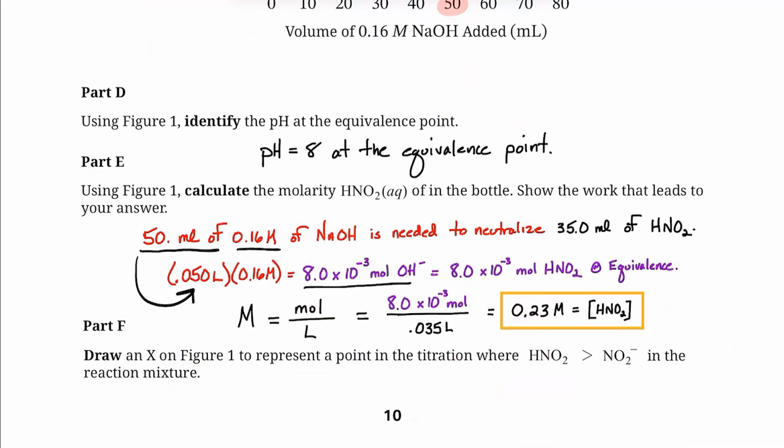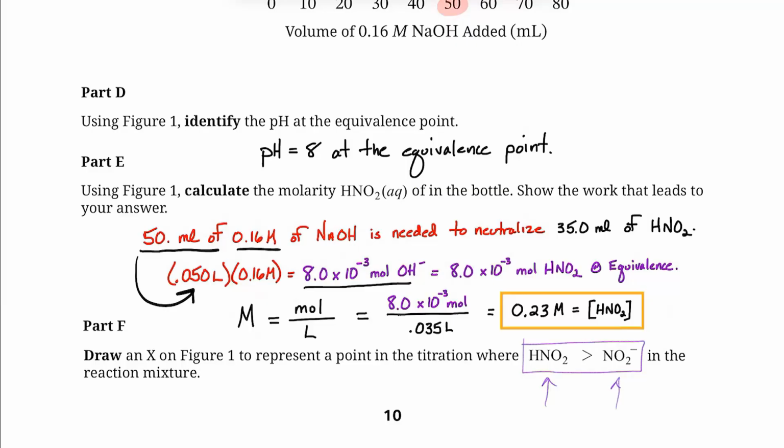Number 3, part F, draw an X on figure 1 to represent a point in the titration. This is the weak acid strong base titration we've been working on for the last few problems, where the weak acid is greater than the conjugate base. Hold on, party people. This is a conjugate acid-base pair. And if you have more of the conjugate acid than the conjugate base, then we must have a buffer. A buffer is a conjugate acid-base pair both present. And this is important to recognize, that you have yourself a buffer problem. And when you have a buffer problem, you should use that Henderson-Hasselbalch equation to answer this.